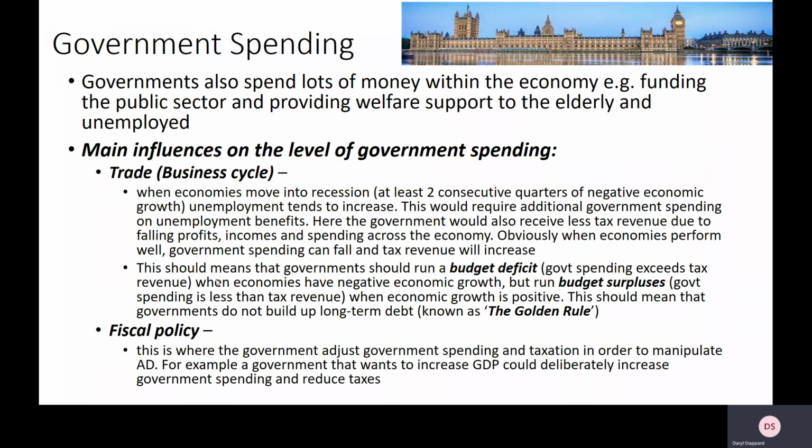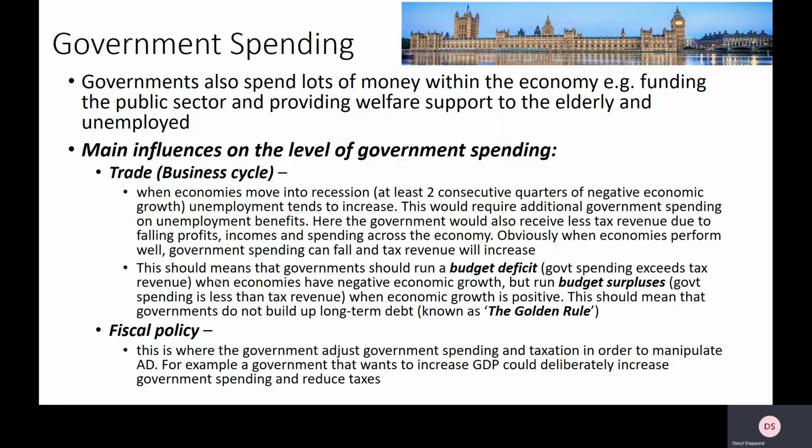Now, there is something known here as the golden rule. This is the idea that governments should try to avoid building up long-term debt. So, for example, if they run a big budget deficit in a negative output gap in a recession to help grow the economy, then they want to pay back those losses by running a budget surplus when the economy is performing well. When government adjusts government spending and taxation to manipulate aggregate demand, we call it fiscal policy.